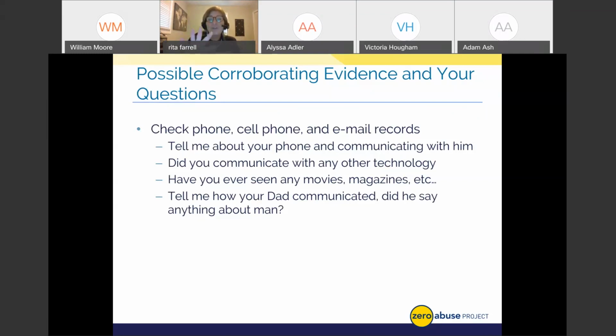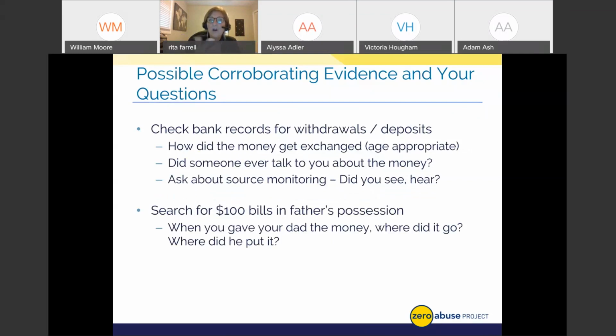Tell me how your dad communicated. Did he say something about the man, right? And really exploring all these things. Can you notice as we go through these slides, on that one piece of disclosure that we received from that young man, all the things that are providing corroborating pieces for our law enforcement? Bank records, how money got exchanged. Now, granted, when we think developmentally appropriate, some children aren't going to be able to know that, right? And it's okay that they don't.